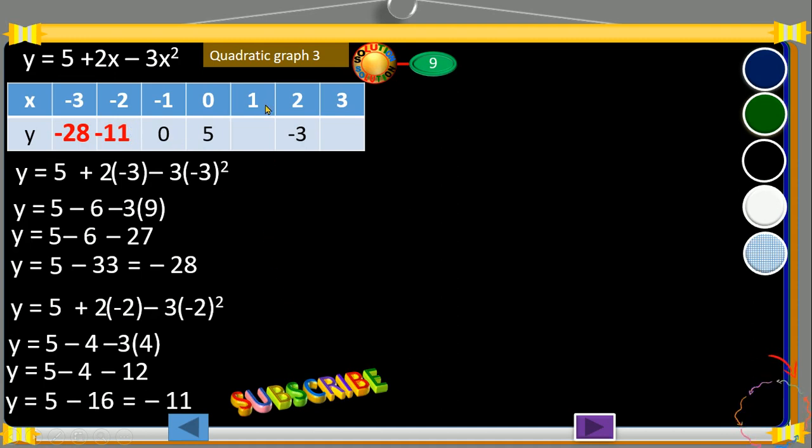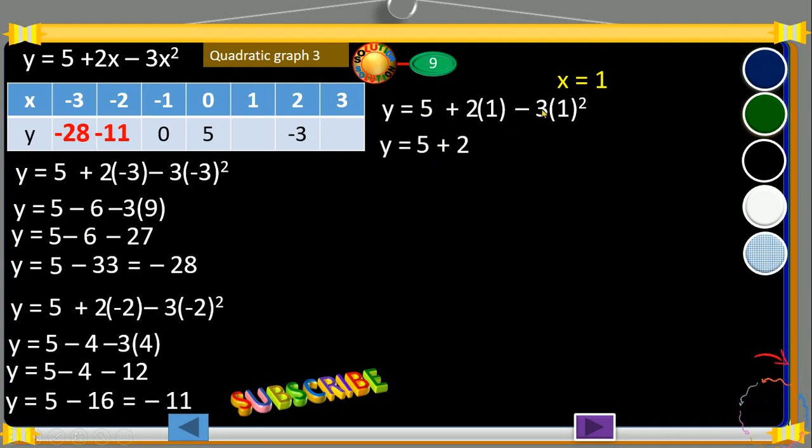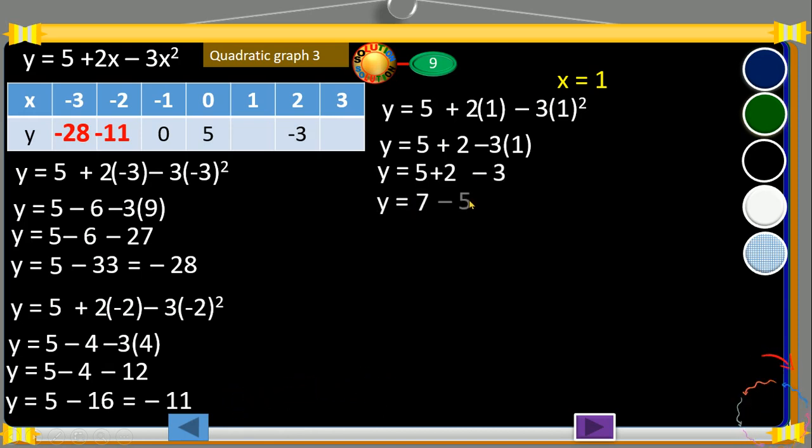Now we find the value of y when x is equal to 1. If x is equal to 1, we replace x here with 1, and replace x here with 1 also to give us 1 squared. On simplification, we bring down 5. 2 times 1 is 2. And then this gives us minus 3. So that gives me 5 plus 2 minus 3. That gives me 7 minus 3. That gives me 4. So when x is equal to 1, y is equal to 4.